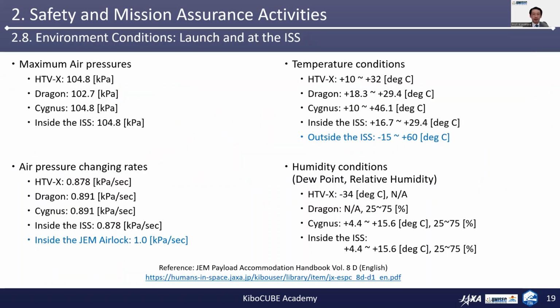Now then, let's take a look at the other important environmental conditions as summarized in this slide. The handbook specifies the maximum air pressure changing rates, temperature conditions, and humidity conditions. The CubeSats are stored inside the vehicle in a pressurized compartment during the launch. One of the important aspects I'd like to highlight here is the air pressure changing rate inside the JEM airlock, just before the release from the ISS.